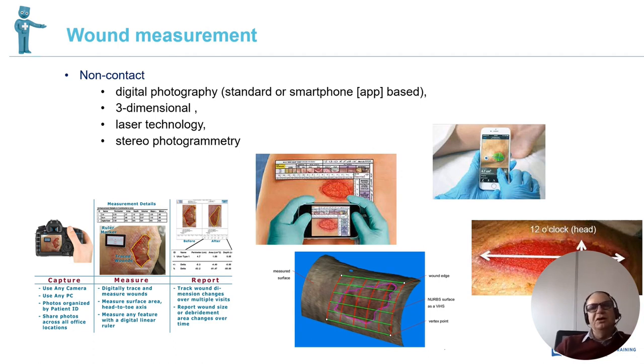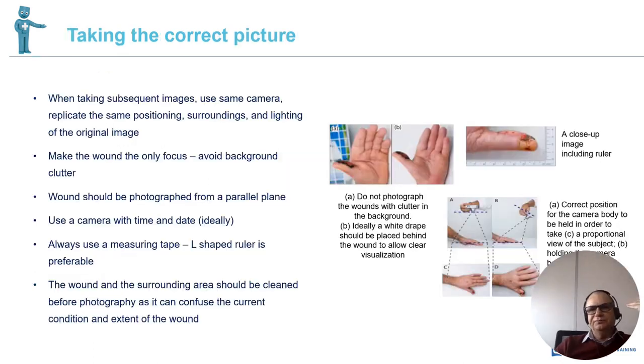The important thing is how we take the picture. Rules about taking the picture is that when we're taking the picture, ideally we should be using the same technology every time, because you know that using one phone with using another phone will give us different resolution, different probable colors of the wound. Make sure that you are using the wound as a focus. So as you see in the picture in the center, first of all, there's a lot of clutter in the background, which should be avoided. I see a lot of picture with swabs, with buckets, whatever is around.